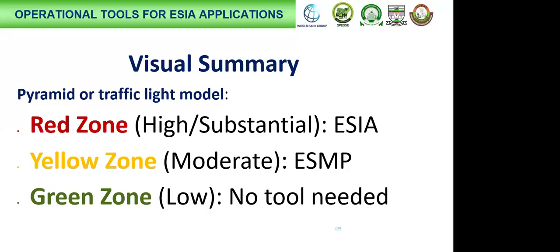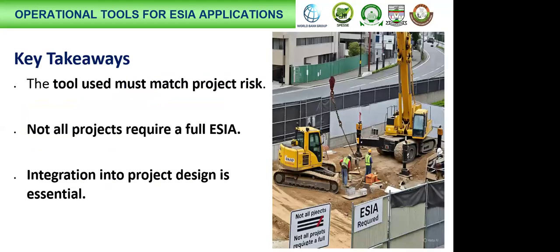So in all, this is how it happens. In the red zone, the risk is high or substantial. It requires ESIA. In the yellow zone, the risk is moderate. It requires ESMP. Then the green zone is low risk. There's no ESIA or environmental assessment tool that is required. So once you're able to rate the risk of environmental impact, you'll be able to know the tool that you can use.